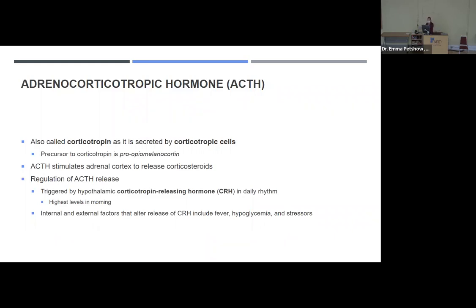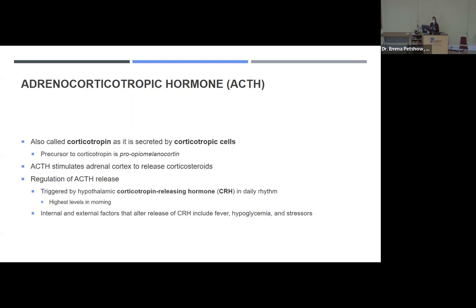Adrenocorticotropic hormone, ACTH, also called corticotropin, secreted by our corticotropic cells. This is nice. They all have the same name. Again, don't overcomplicate things on your NCLEX. If it is that obvious, it probably is that obvious. ACTH stimulates our adrenal cortex to release our corticosteroids.